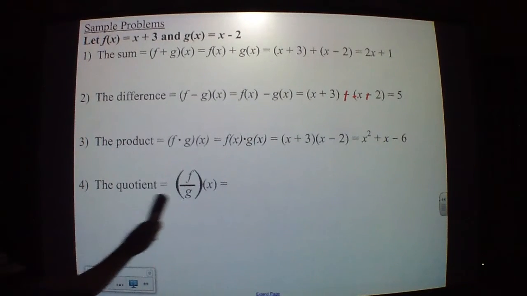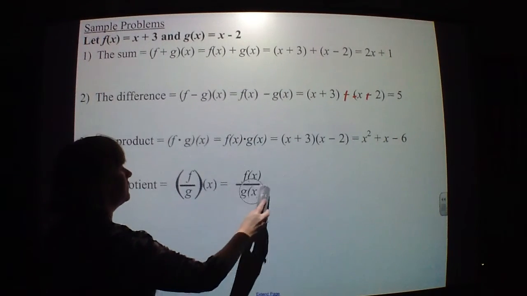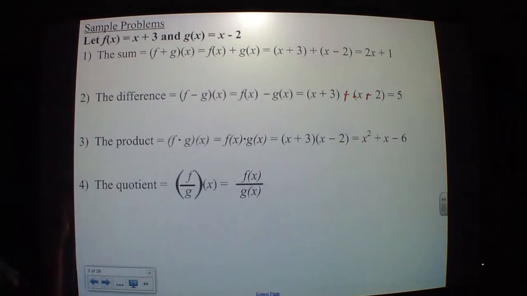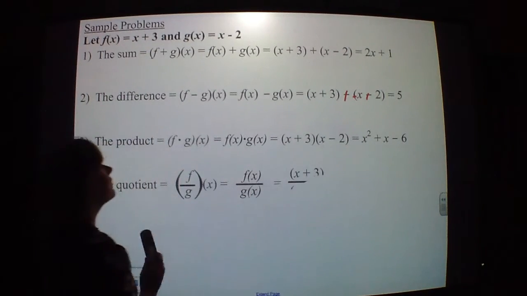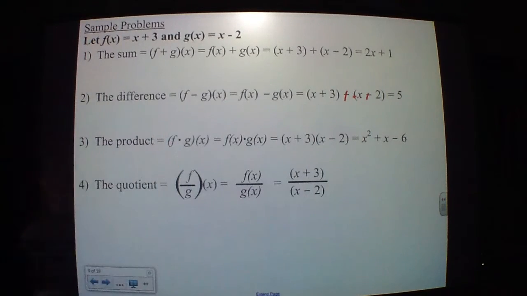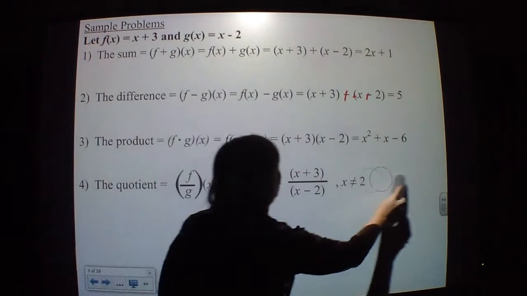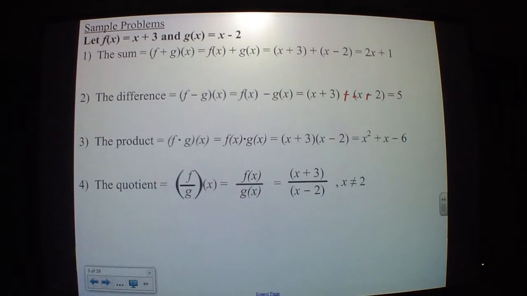Quotient, f of x divided by g of x. F of x is x plus 3. G of x is x minus 2. You're not done here. You have to write x cannot equal 2. Because if it did equal 2, you'd have 0 in the denominator, which is undefined.